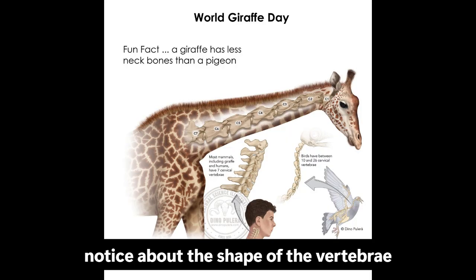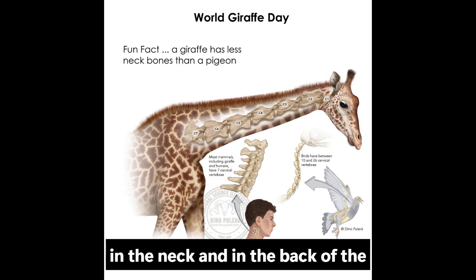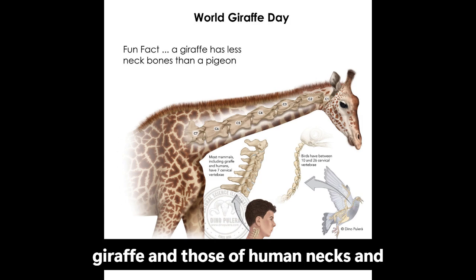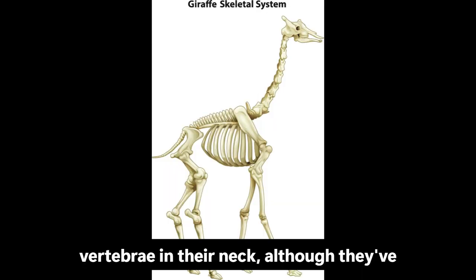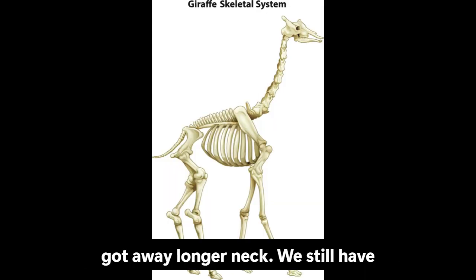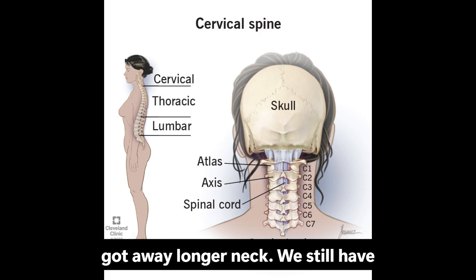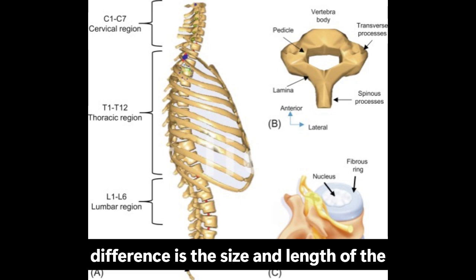Look at the skeleton of the giraffe. What do you notice about the shape of the vertebrae in the neck and in the back of the giraffe, and those of human necks and backs? The giraffe also has 7 vertebrae in their neck, although they've got a way longer neck. We still have the same amount of vertebrae. The difference is the size and length of the bones.